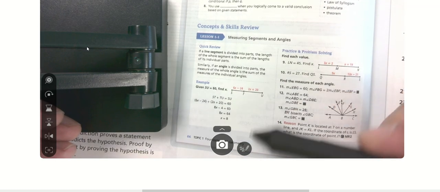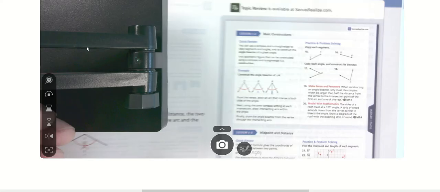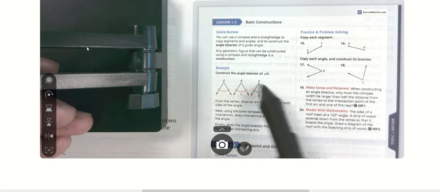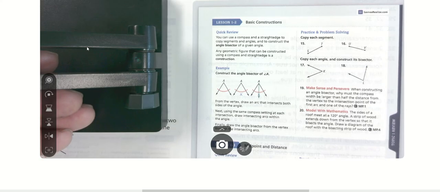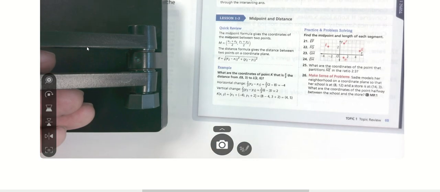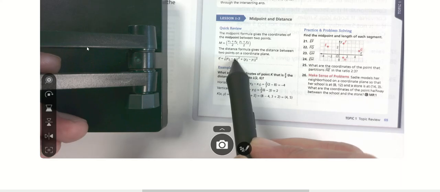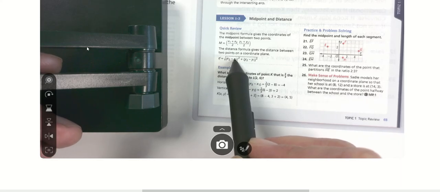Angle addition, segment addition. Topic 2. It says, hey, you can construct. I'm not going to make you do constructions on the test, just so you know. This page at the end of your chapter, here's midpoint and distance. This is where I would start. You can put examples on your note card. Anything that you want that you've written by hand.